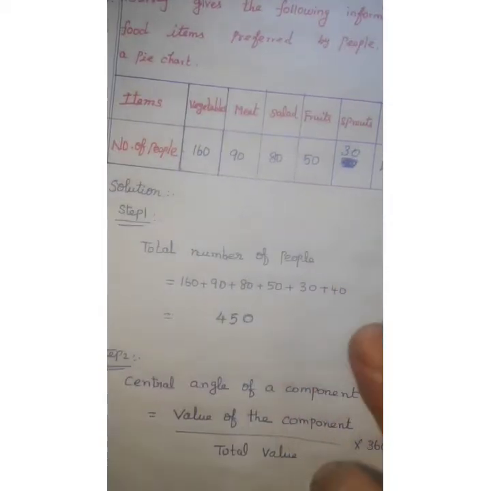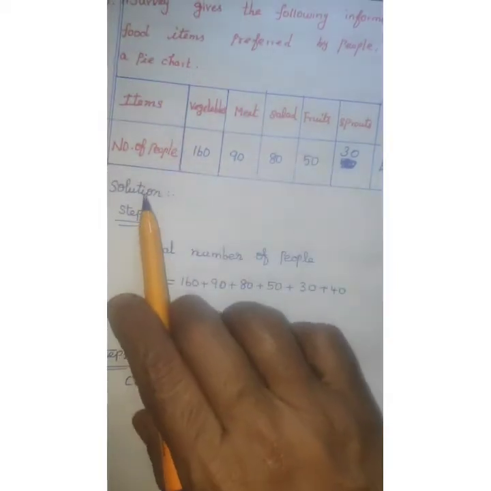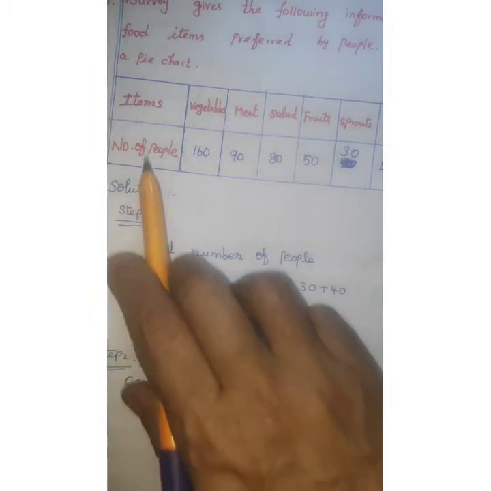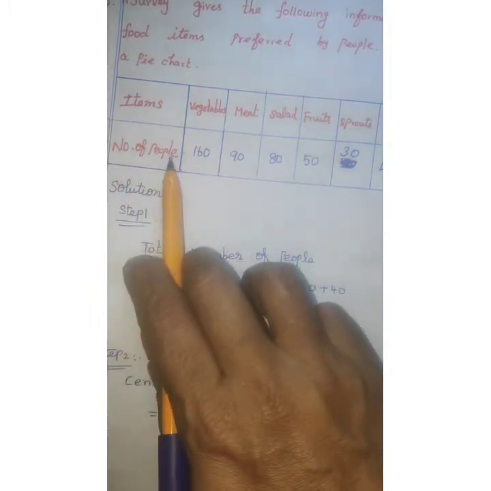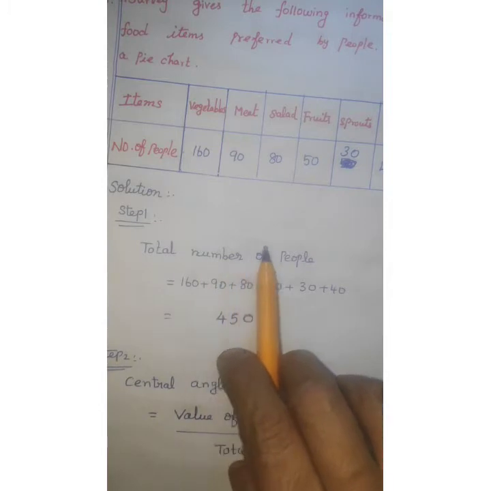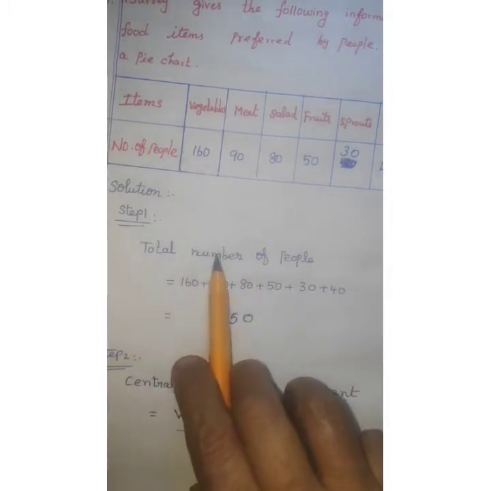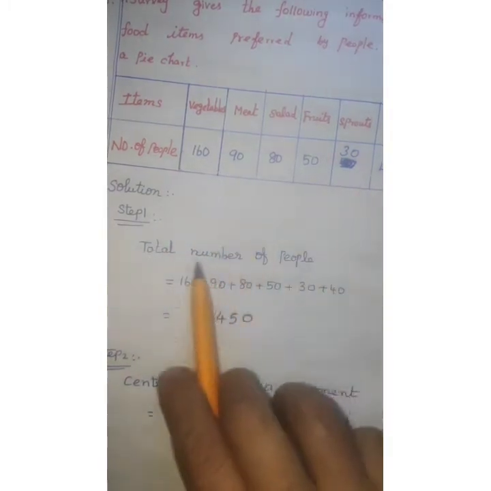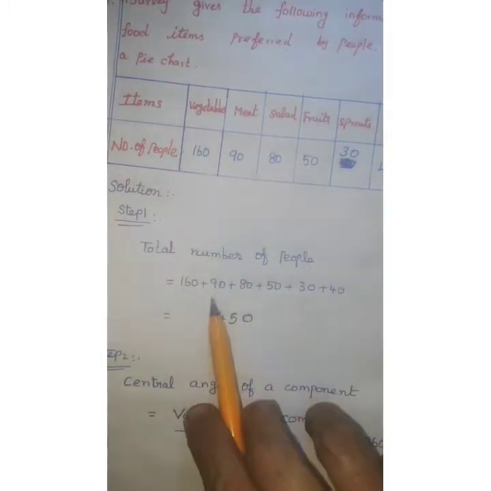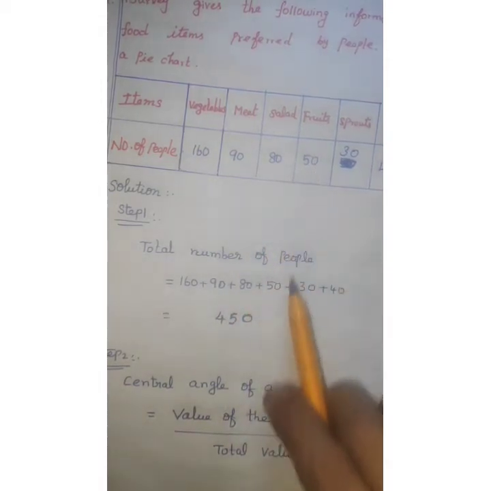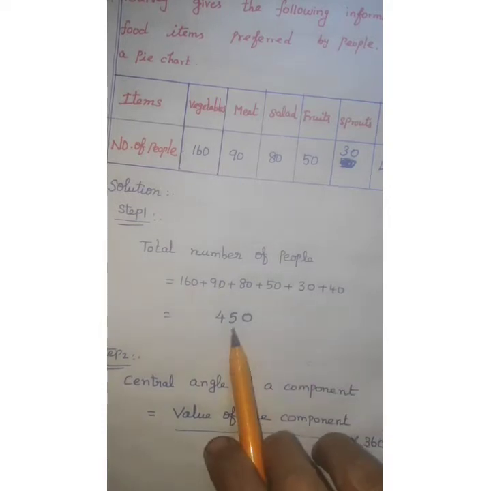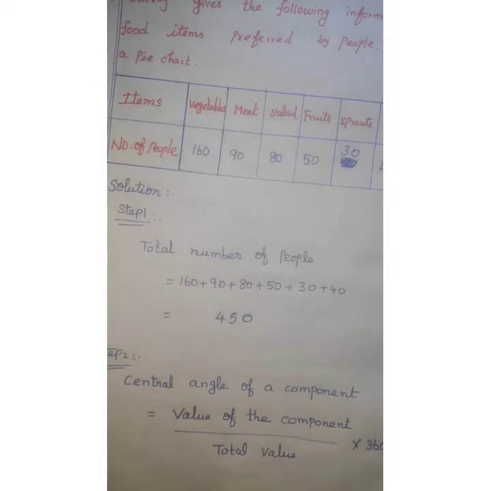So how to draw? Pie chart means step 1, you write the first column, second column. For the second column, the number of people is given. You write here, total number of people. What to write? Total number of people is equal to all the given values added: 160 plus 90 plus 80 plus 50 plus 30 plus 40. Add and write, you get the answer 450. Addition is the first work. Second step, you write the formula.